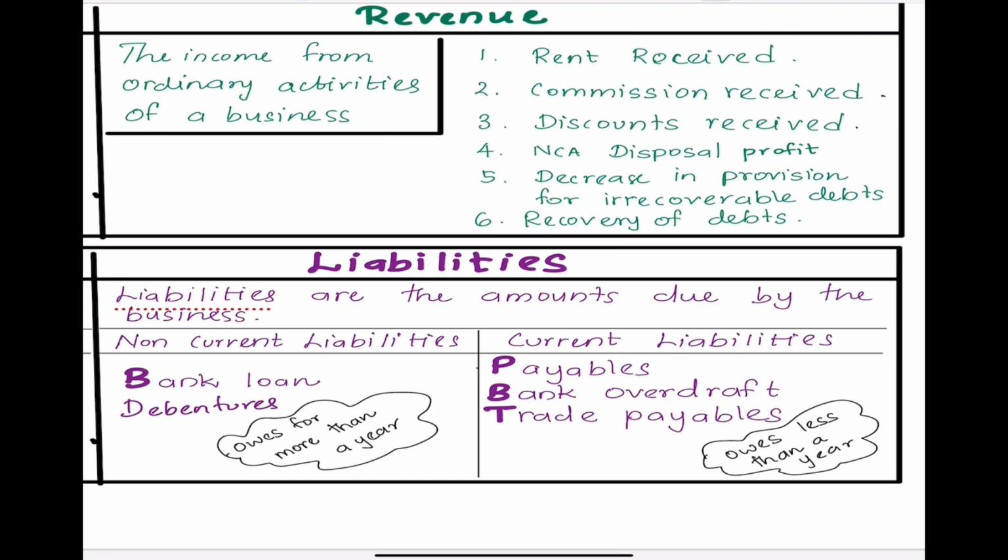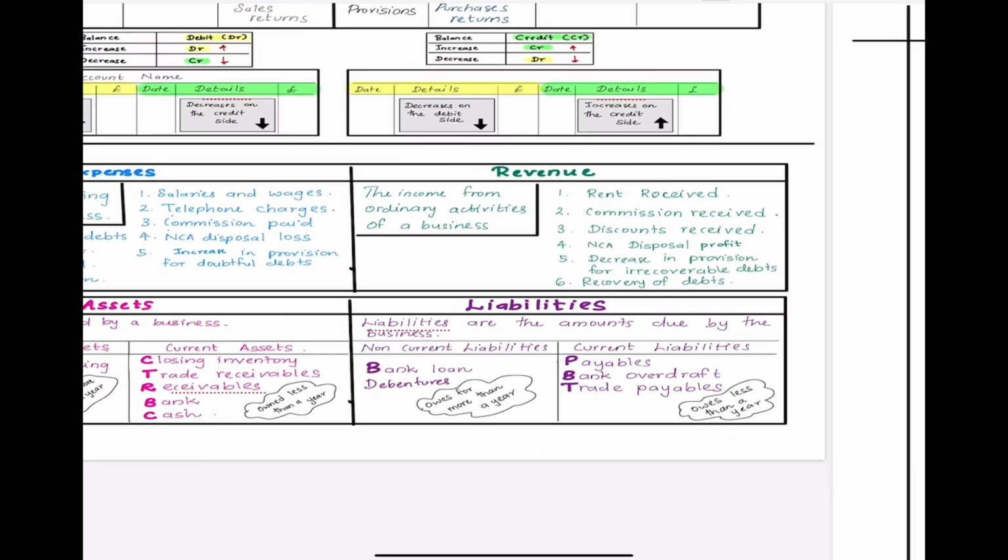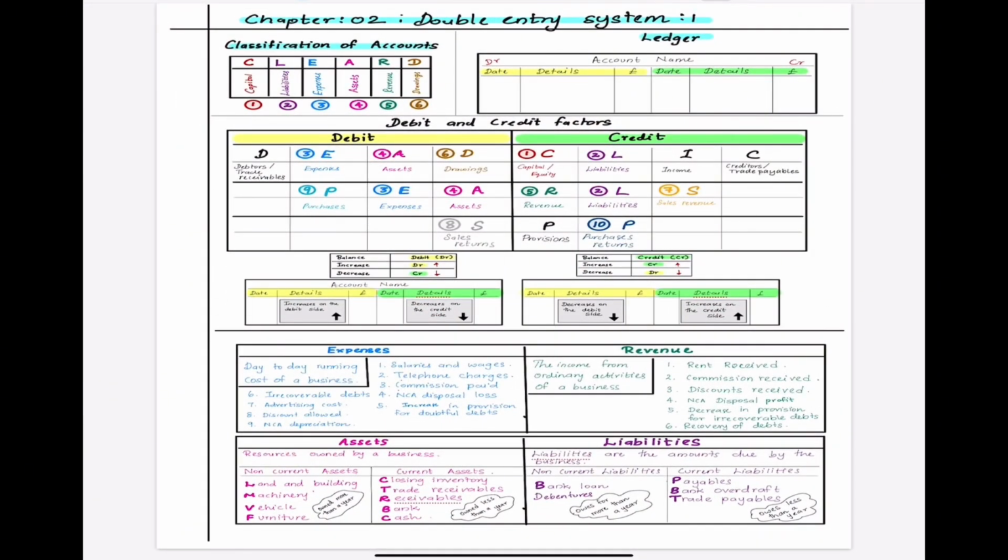Now, let's summarize. Now we have gone through the classification of accounts, format of a ledger, debit and credit factors and its impact, defining expenses and listing items of expenses, revenue and its items, classifications of assets and liabilities.